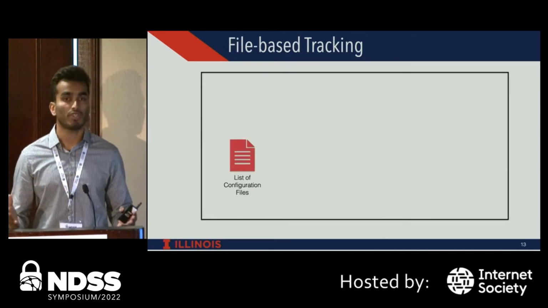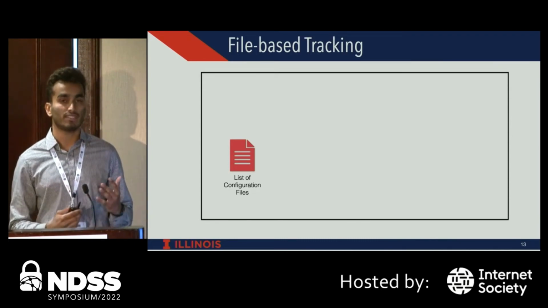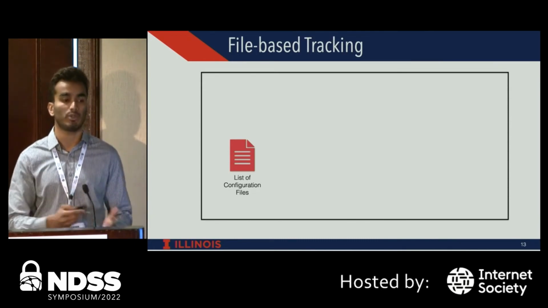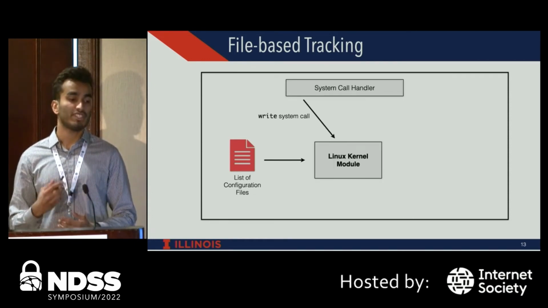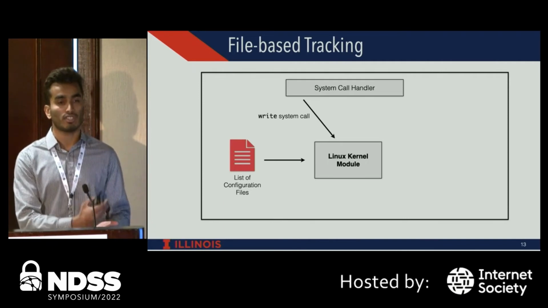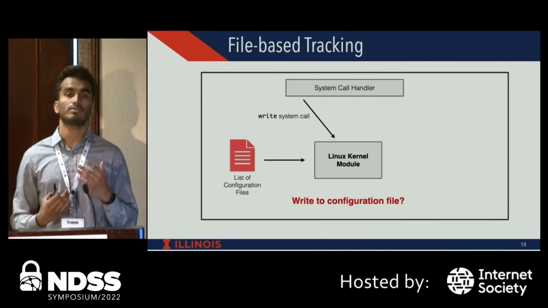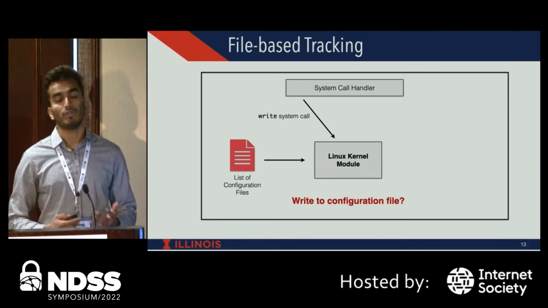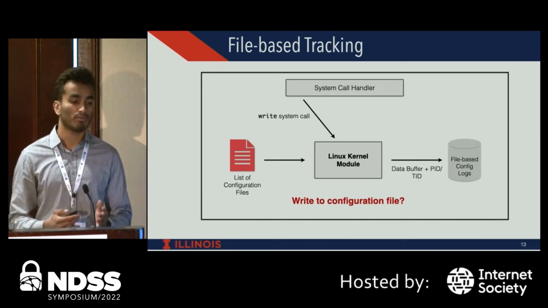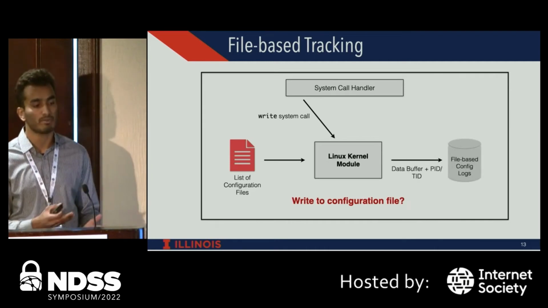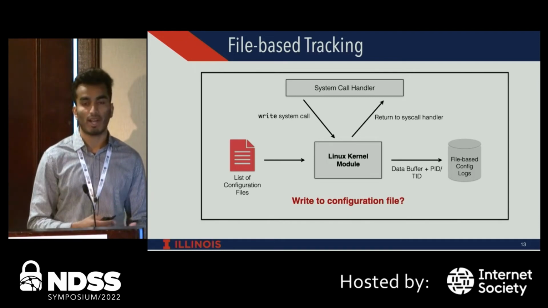So the second component of Dossier is responsible for file-based tracking. In this case, our system takes as input a list of configuration files that need to be tracked. It then loads a custom Linux kernel module, which intercepts any write-related system calls, such as write, pwrite, vwrite, etc. If that system call is writing to a configuration file, Dossier extracts the data buffer for that system call and logs the data buffer along with any metadata information such as PID, TID, etc. And lastly, the system call is returned back to the system call handler.